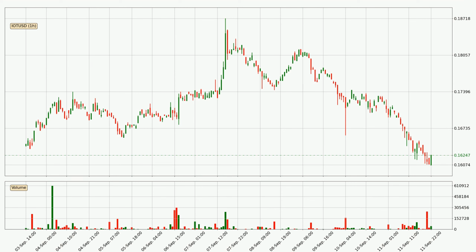description. Looking at the hourly time frame for IOTA, the price rapidly went down around 5.7% in the last 24 hours, with a current price of 16.2 cents. We can see that the sellers are taking over because the volume was high, showing that this move was strong.